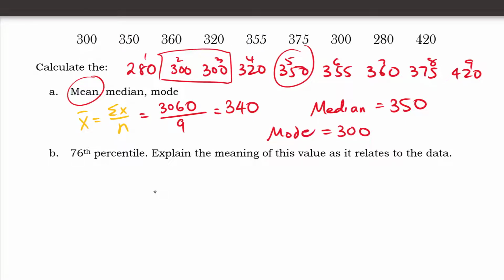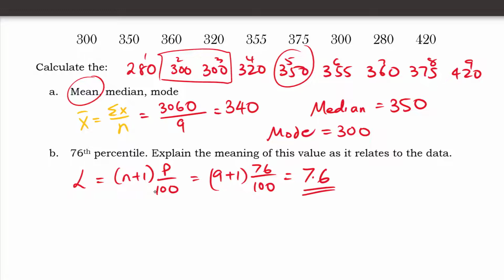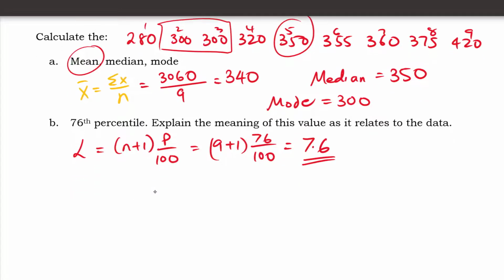To find the 76th percentile, we first need to use the percentile locator to locate the position of the 76th percentile. So we have 9 values, so n is 9 plus 1. And then the percentile we're looking for is the 76th percentile, so we divide that by 100. When we evaluate this, we get 7.6, which means the 76th percentile is a value between the 7th and the 8th observation. Now, the 7th observation here is 360, and the 8th, after sorting the values, is 375 over here.